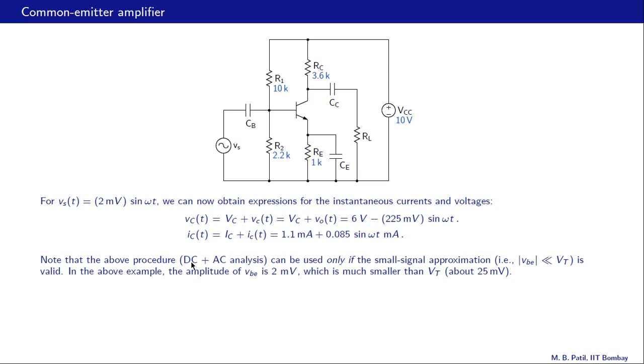Let us make a few comments now. The procedure that we have followed, that is treating the DC and AC circuits separately and then adding the results, can be used only if the small signal approximation is valid. That is, the magnitude of VBE should be small compared to VT. In our example, if you recall the last slide, the amplitude of VBE was the same as the amplitude of Vs, and that was surely much smaller than Vt, and therefore the results we have obtained here are valid.